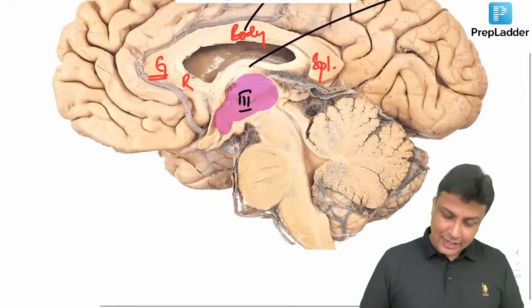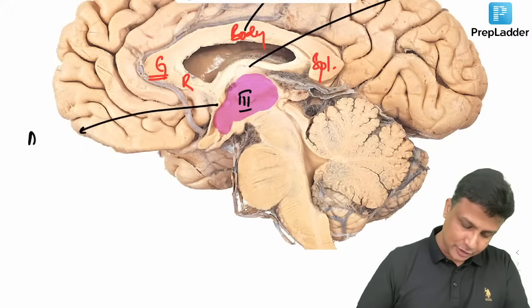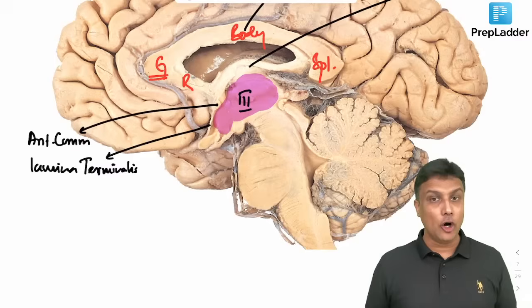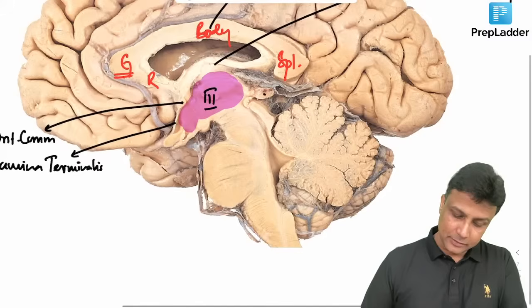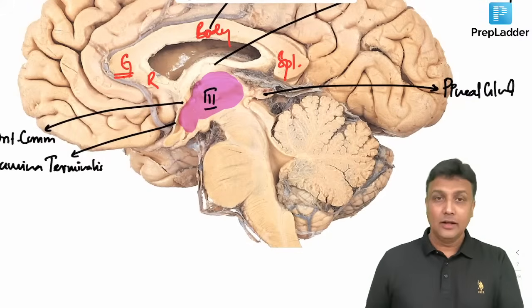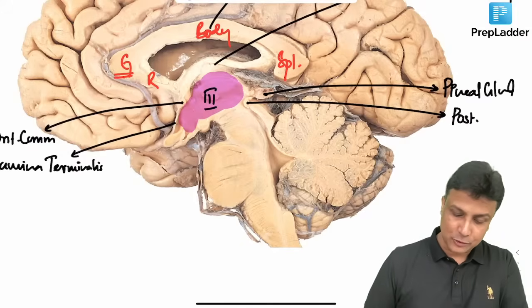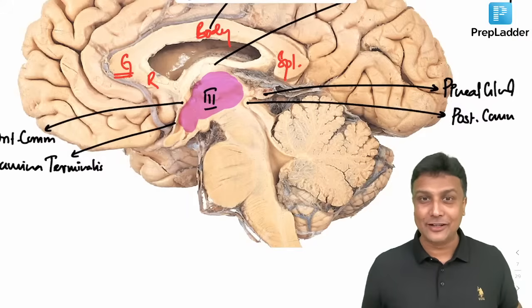Now let us see what is present anteriorly. Just below the rostrum, this part here will be the anterior commissure, and this lamina here will be the lamina terminalis. You should be able to identify all the structures if the image is given to you. Then below the splenium, this gland here will be the pineal gland, and below the pineal gland, this commissure will be the posterior commissure. So please remember, below the rostrum you'll have the anterior commissure, and below the pineal gland you should be able to identify the posterior commissure.